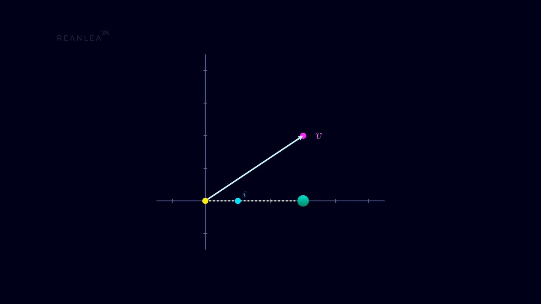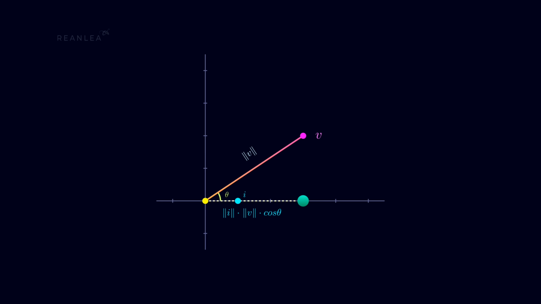Here the distance of the vector V from origin is norm V, and if theta is the angle between the x-axis and the vector V, then the projection of vector V along the x-axis is norm V cos theta, which equals norm I times norm V cos theta.